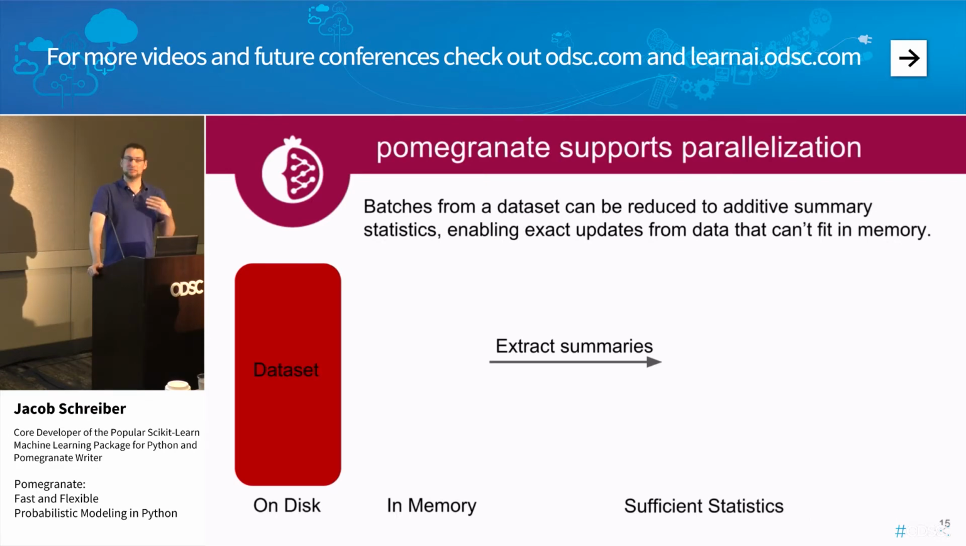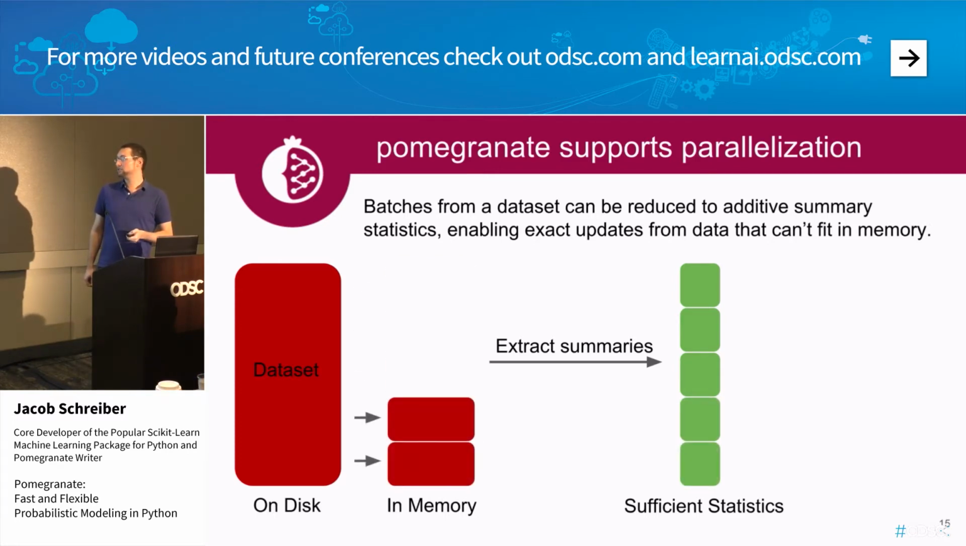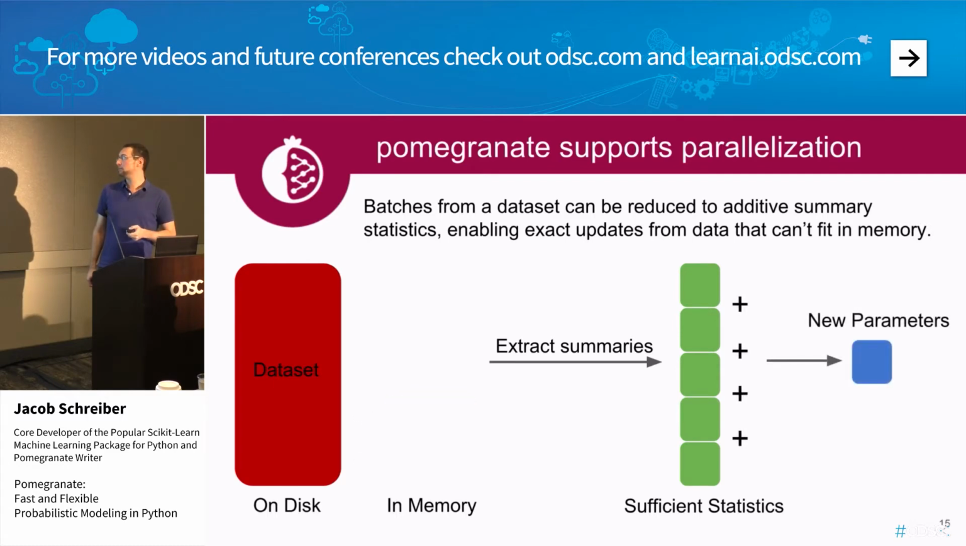This also gives a natural way of doing data parallelization. If, instead of loading up one batch, you load up multiple batches, assign each batch to a different core, have that core work on extracting the sufficient statistics, wait until you've extracted the sufficient statistics from all of them, and then use those to calculate new parameters, you can get a fairly easy way of updating your model in parallel. And all of Pomegranate's models support multi-threaded parallelization using this scheme.